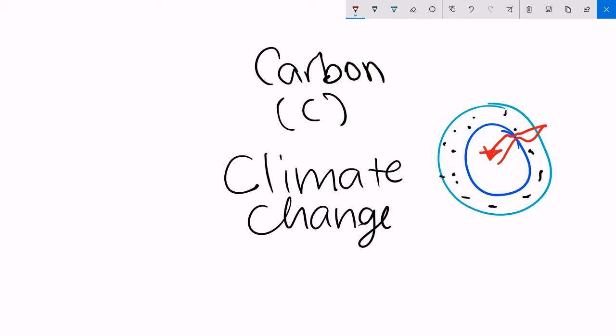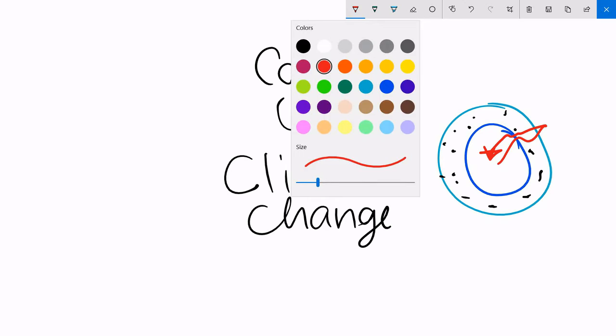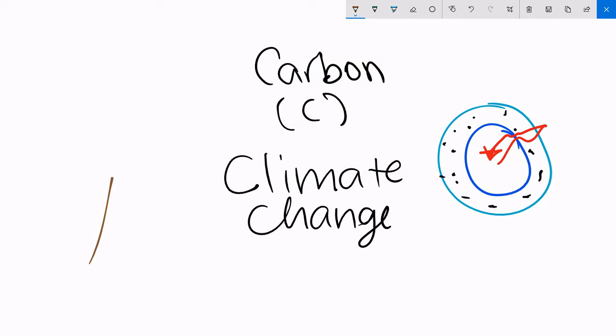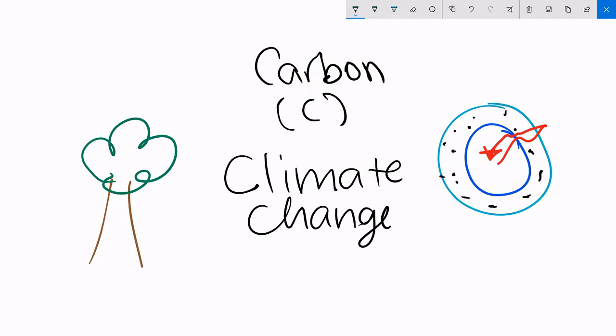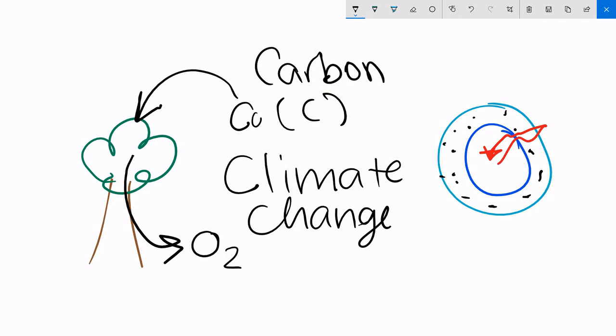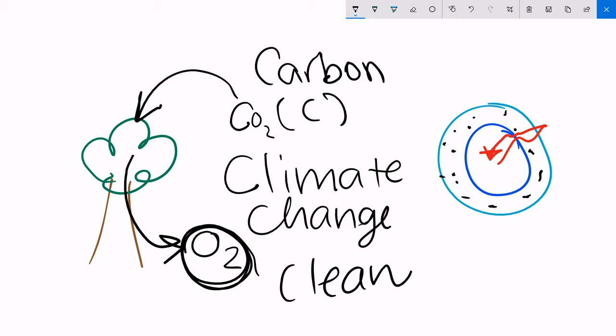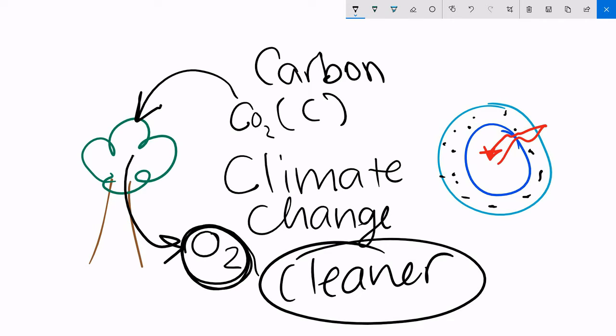So what we can do with these GMOs is we can take a tree, for example, and program genetically this tree to want to take in more carbon, which will then cause it to give off more oxygen because of photosynthesis. It takes in carbon dioxide and gives off oxygen. And that would not only reverse the effects of climate change, but also provide more oxygen for us and create a cleaner, healthier environment.